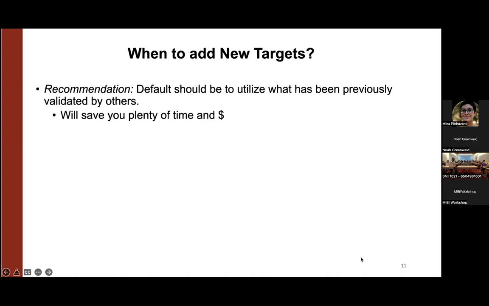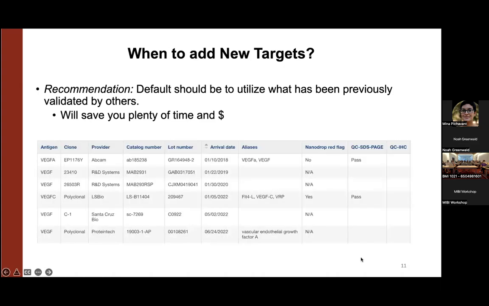It will save you plenty of time and money, and I can concur based on, for example, this example of just testing multiple VEGF clones. Unfortunately, none of them work. And so you might run into this issue where you have a target that you're really interested in, but nobody has validated it. And maybe for a reason, because it's just such a hard target to validate and get working on IHC or MIBI. And so once again, try and use markers that your lab has already validated, because it will save you a lot of time.